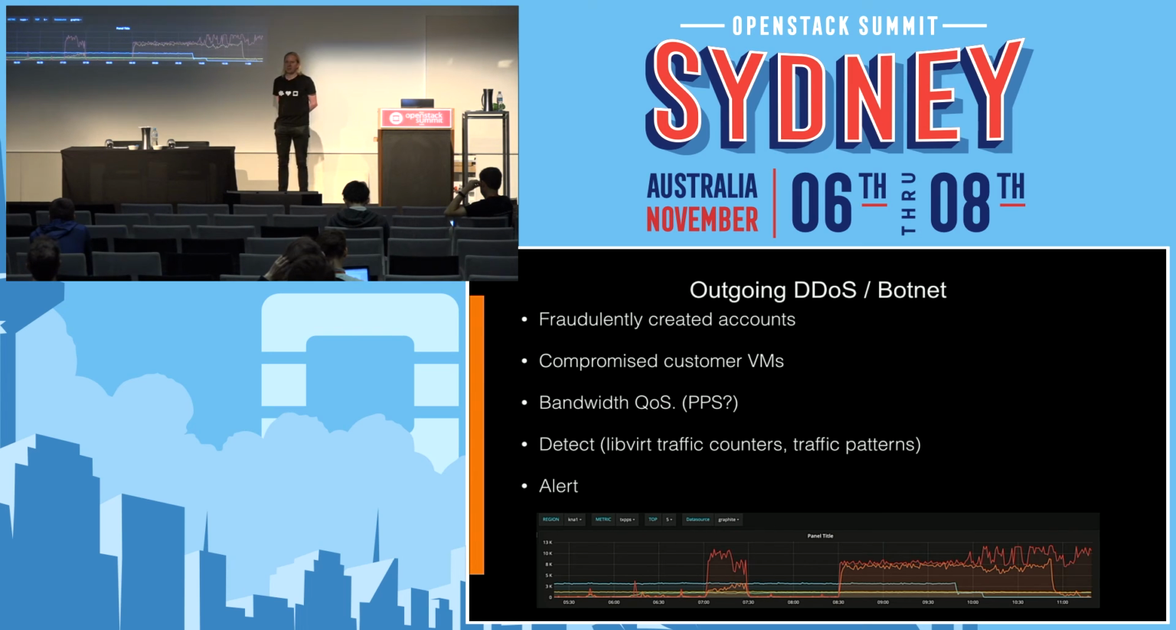Something that would be really interesting to be able to do would be to set quality of service on packets per second also, not just bandwidth. And that's something I don't think Libvirt supports even today, so it would have to be implemented there first before you could do it in OpenStack.